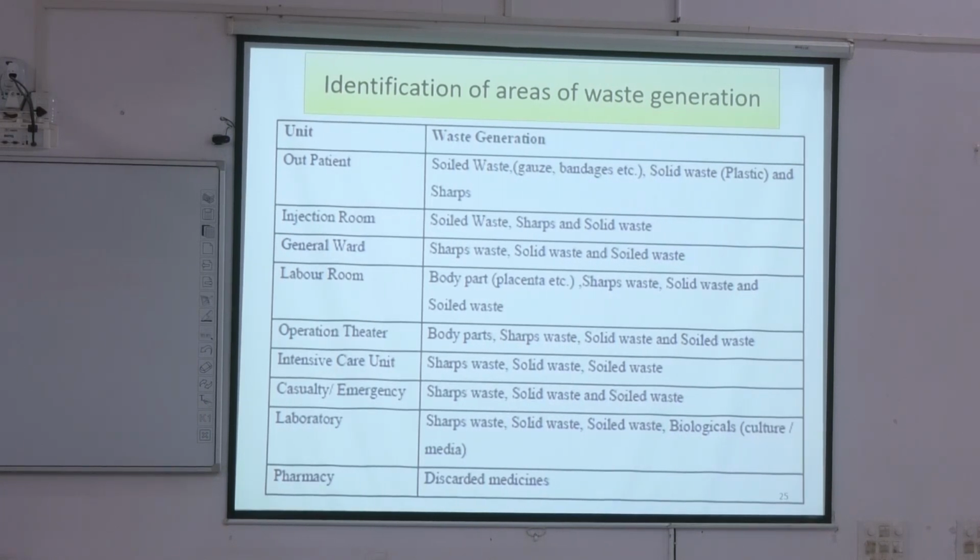And from where the waste has been generated: in the outpatient area, solid waste means any cotton with blood, or soiled waste, or any POP cast; all those things you can find in the outpatient area. In the injection room, you can get solid waste, soiled waste, and sharps. In the general ward, there also sharp waste, soiled waste, and solid waste you can find. In the labor room, body parts, placenta, etc., you can get. In the operation theatre, body parts, sharp waste, solid waste, and soiled waste can be generated. Like laboratory and pharmacy, in the pharmacy, discarded or expired medicine you can also find.